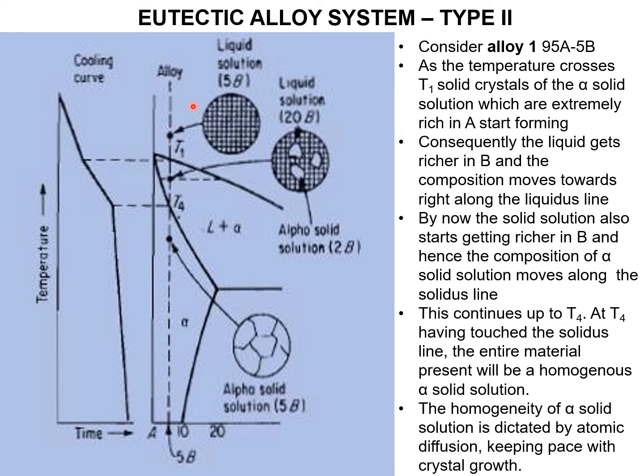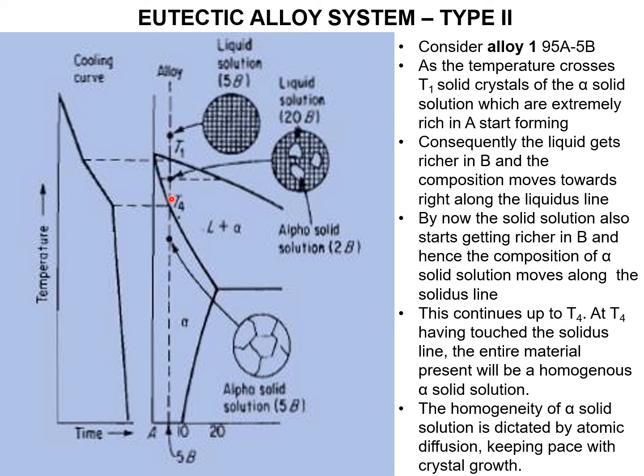So first we will see alloy 1. Here it is 5% of B, 95% of A. At this temperature T1, the entire mixture is liquid solution. Now slowly I am cooling. Once it crosses the freezing point line, the liquidus line, at T4, freezing will start and small alpha grains will form. This is called alpha solid solution, and the remaining is liquid solution.